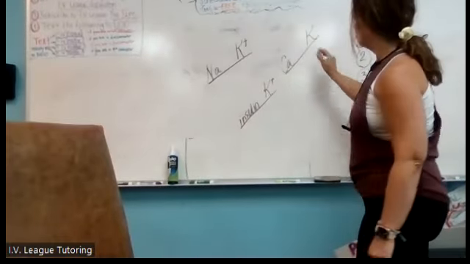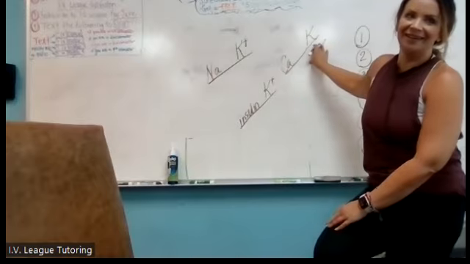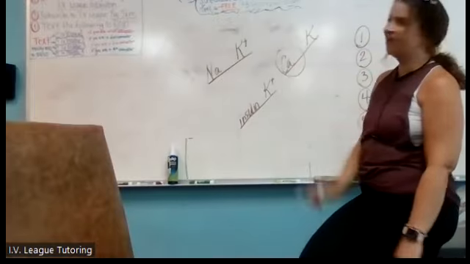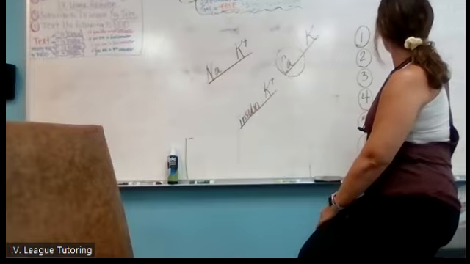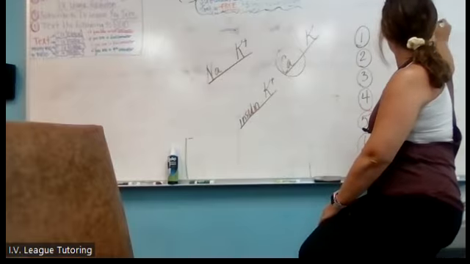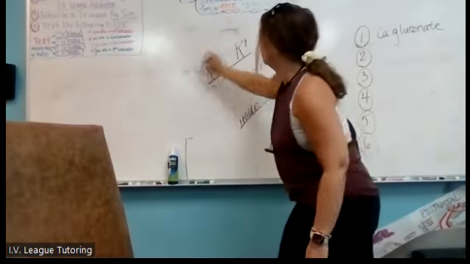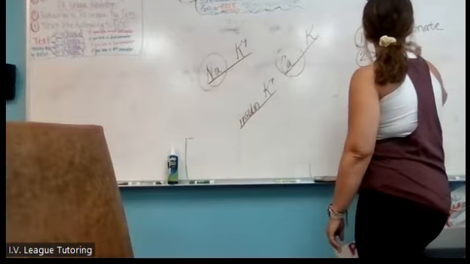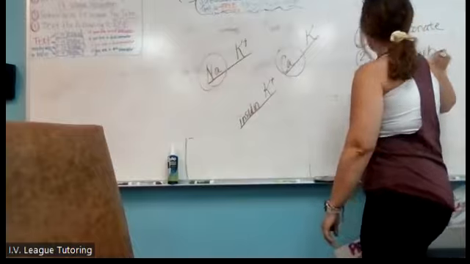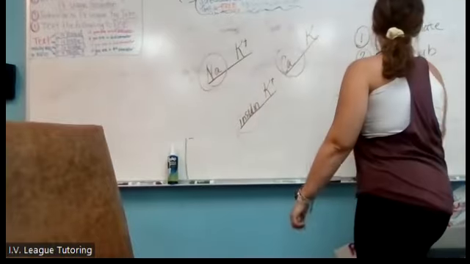Okay, so antidote number 1 for hyperkalemia, calcium. Calcium gluconate is the type of calcium. Antidote number 2, sodium bicarb. Antidote number 3, insulin.